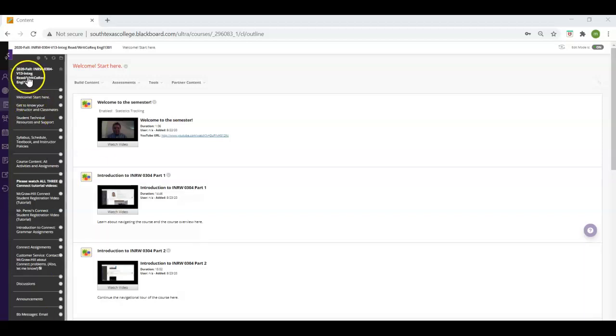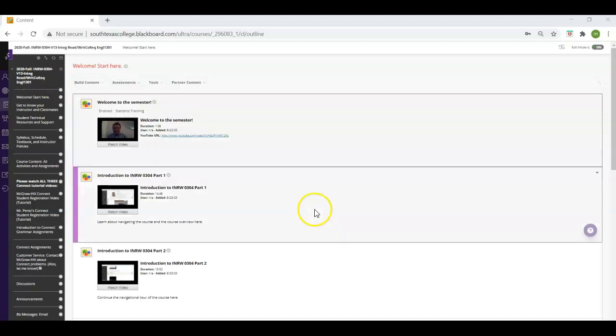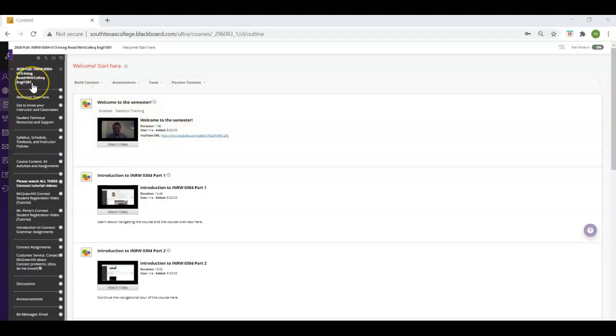If you'll notice, I haven't emphasized this before, your class is called INRW 0304. That's this class, V13, right? That's our section. But then it says integrated reading and writing. Co-req, ENGL 1301. So that means this class is co-req with English 1301.